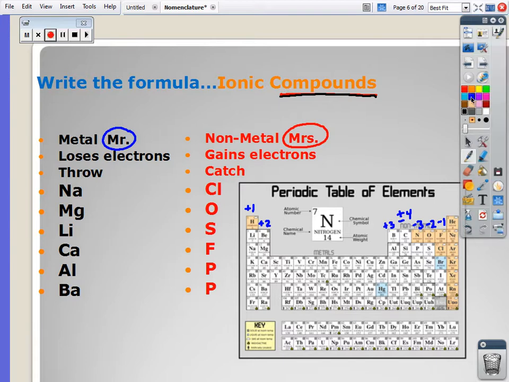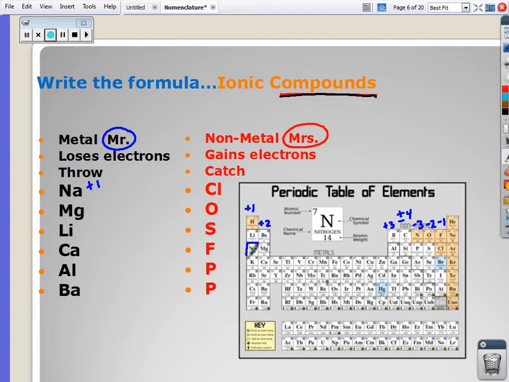Sodium has a positive 1. How did I find that out? I looked on the periodic table, and here's sodium. It's in the +1 column, so I write +1. Chlorine is in this column right here. It's in the -1 column. So what does that mean? Sodium's throwing an electron, and chlorine's catching. One ball being thrown, one mitt out to catch. So therefore the compound is written NaCl.